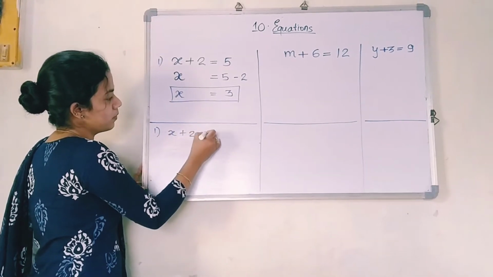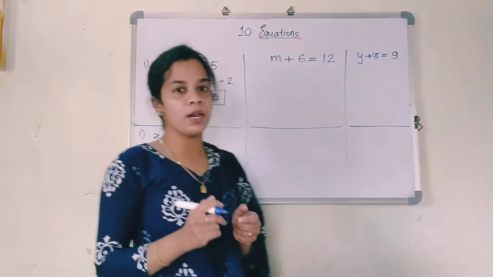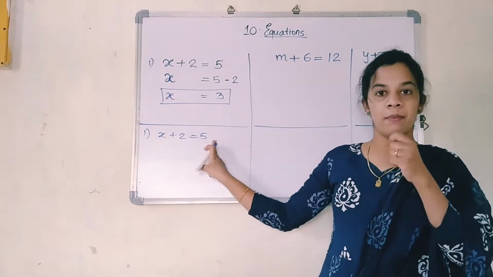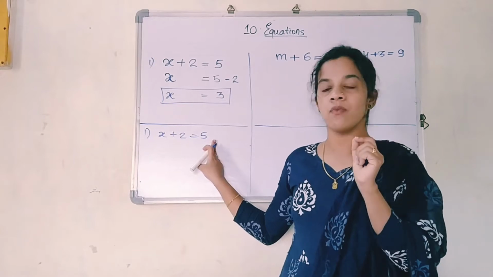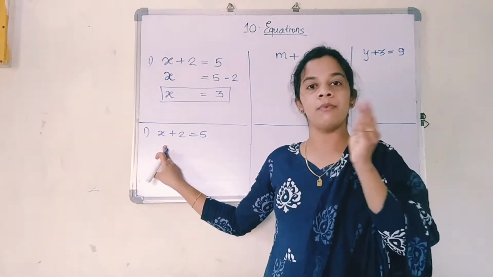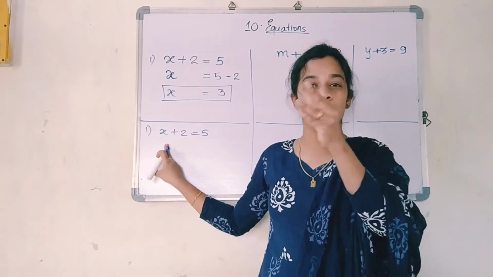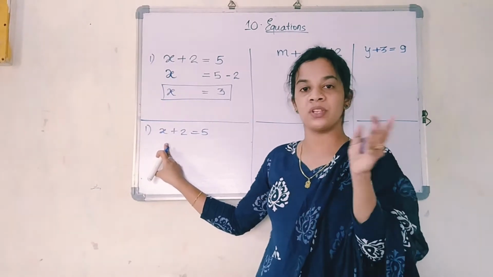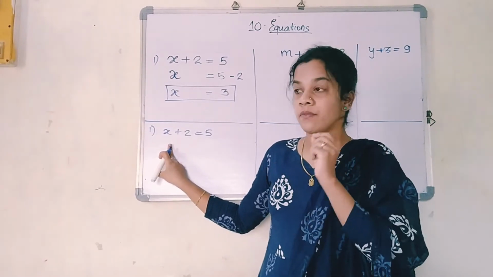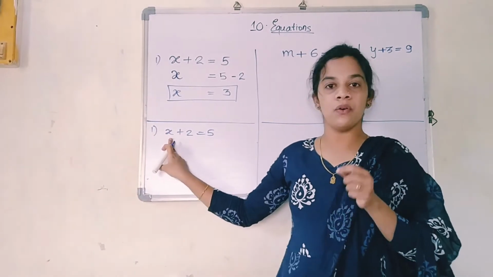x plus 2 is equal to 5. Now what am I supposed to do? Just clearly see over here. x plus 2 is equal to 5. My basic motto is what? I want the value of x. Anytime a variable is there, variable means this x, y, all alphabets which are present in the equation, they are variables. So when I solve this, I am going to find the value of x.